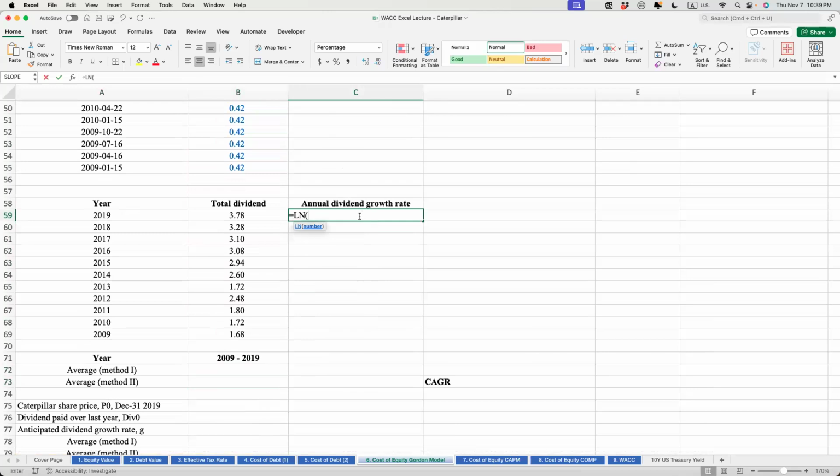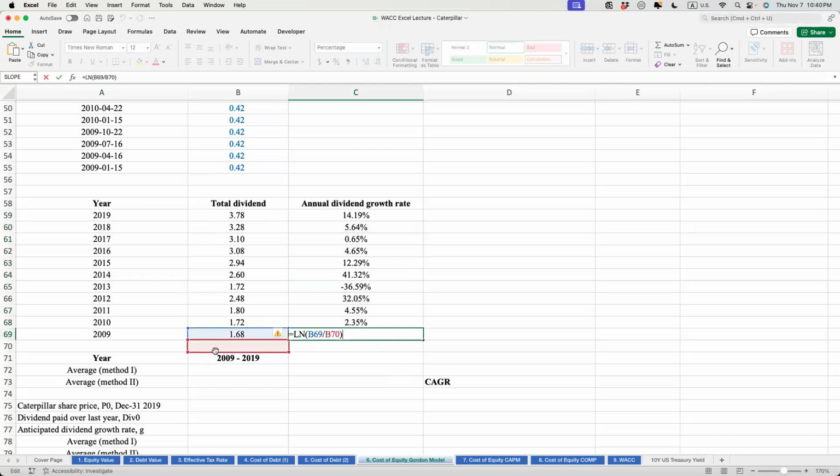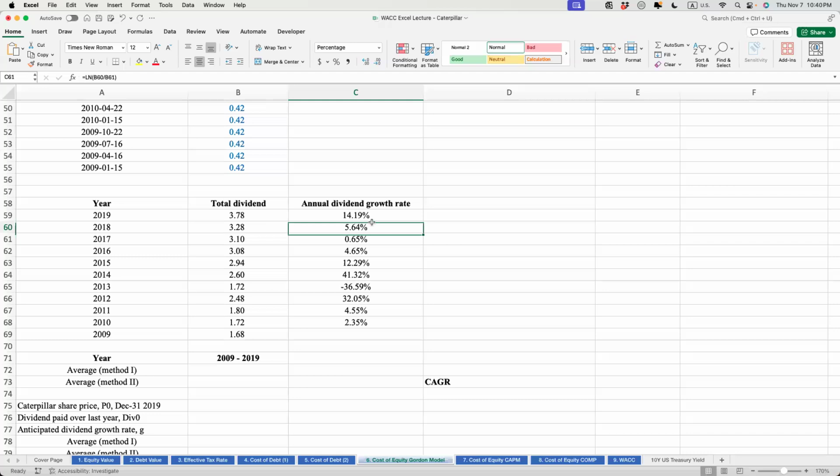Here, we're gonna use the LN function, and we use the ending year value divided by the beginning year value. You get 14.19%. What does this 14.19% mean? That means the yearly dividends payment for Caterpillar from 2018 to 2019 grew by 14.19%. So this is the annual growth rate. And then we're gonna basically just copy the formula down. If you copy that to 2009, you're gonna end up with an error because you do not have the 2008 dividends payment. That's why we don't need this one, okay? So this tells you every year how much dividends grew from the previous year to this year.